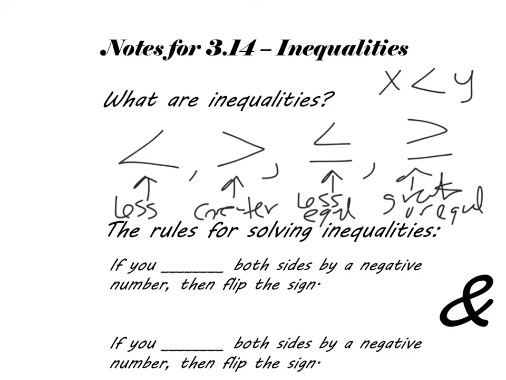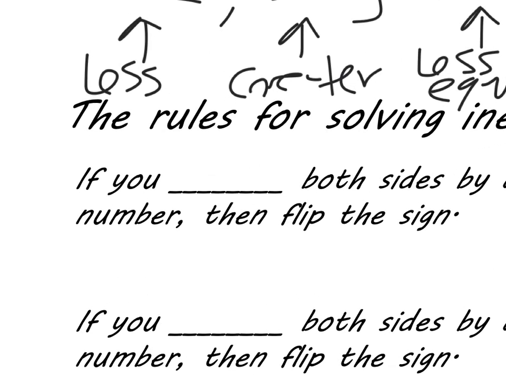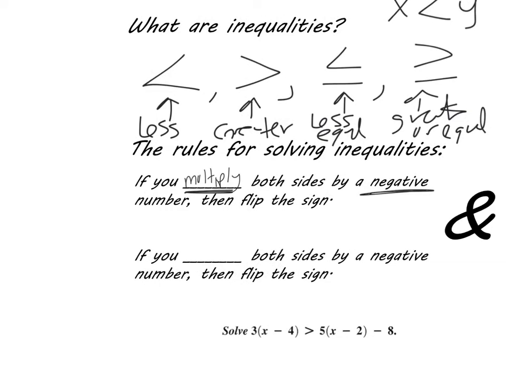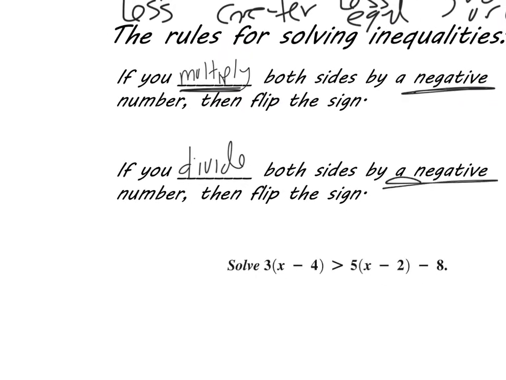We are really looking at solving inequalities, which is very similar to solving equations. Everything we do is just about exactly the same, except we have to observe two rules. The first rule is if you multiply both sides by a negative number, only a negative, and only if it's multiplying, then you have to flip the sign. The second rule is if you divide both sides by a negative number, then you have to flip the sign.